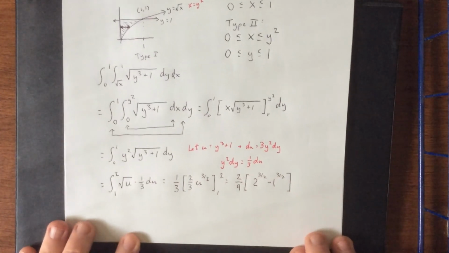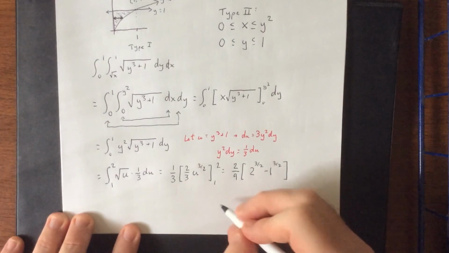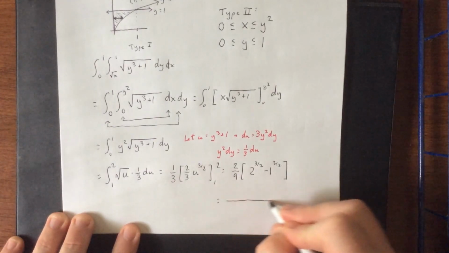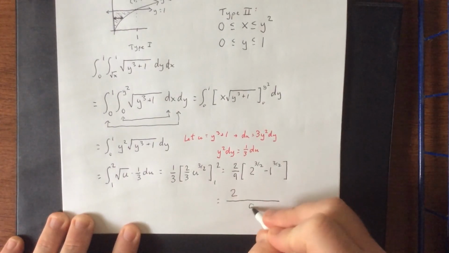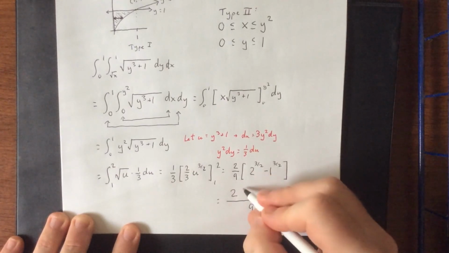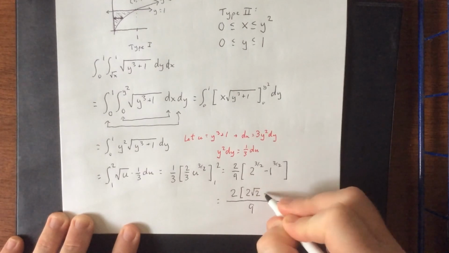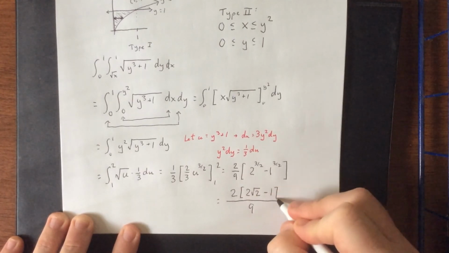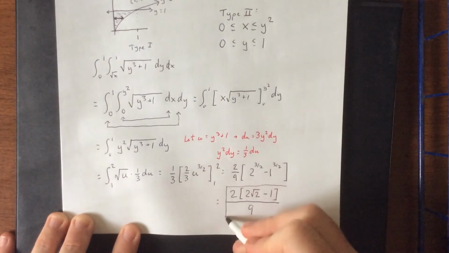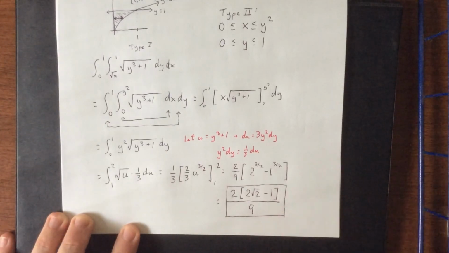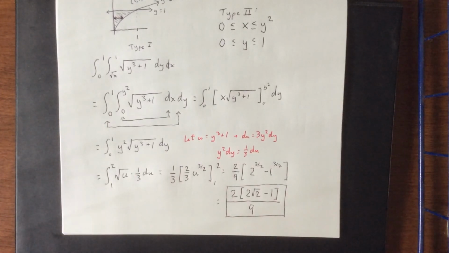There's not a whole lot else to do with this other than maybe simplify these things a little bit. We'll convert it to one big fraction. We'll put the 2 on top, the 9 on bottom from the 2/9. 2 to the 3/2 power is the same as saying 2 square roots of 2, and 1 to the 3/2 power is the same as saying 1. So we'll say that our final answer for this one is exactly what you see on the screen there. 2 times the quantity, 2 square roots of 2 minus 1, all over 9.